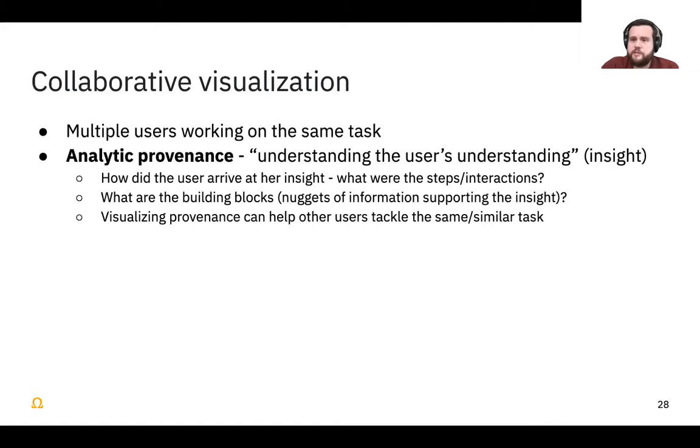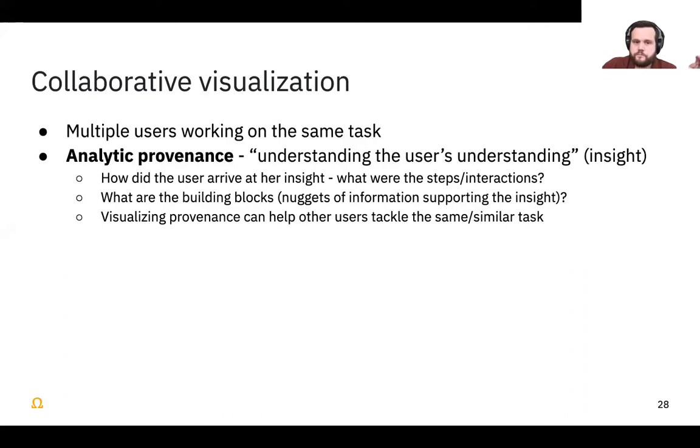What were the steps and interactions. So if you conclude that, yes, there is cancer in this population, then how do you know? Like what made you think that, right? So we might want some evidence. We might want some, okay, so what were the images, medical images that you have explored? What were the data sets that you have referenced, compared together, maybe joined, and how did you come up with that? So what are the building blocks, the nuggets of information supporting the insight?